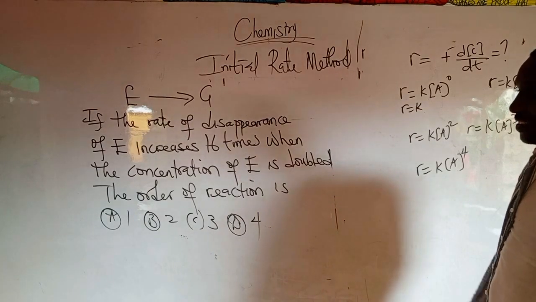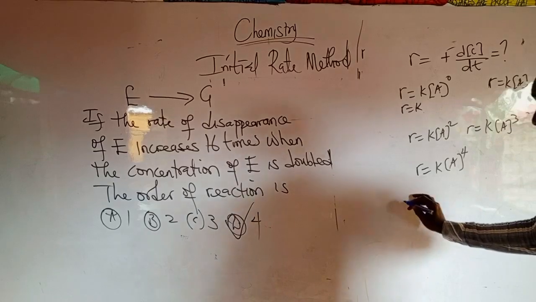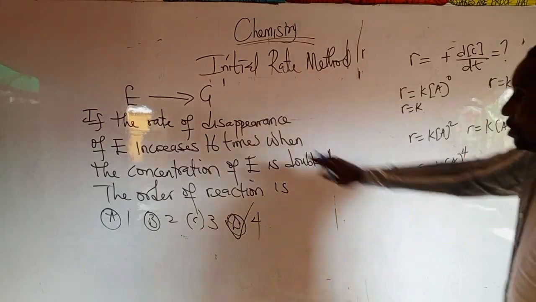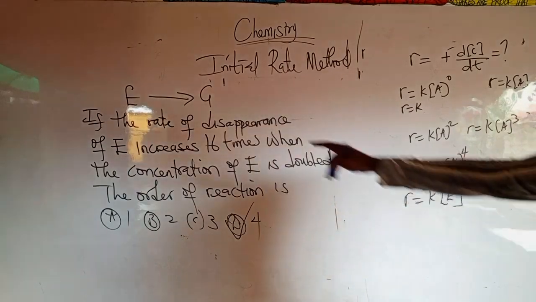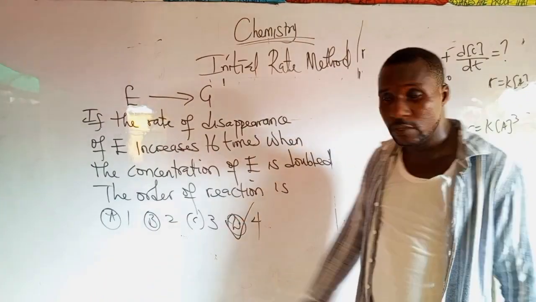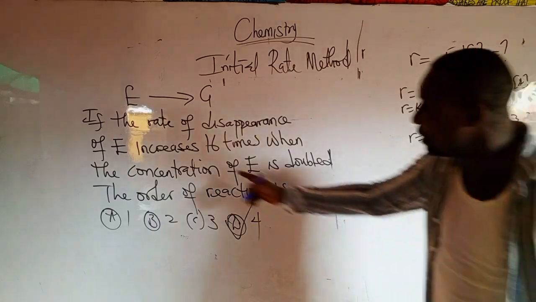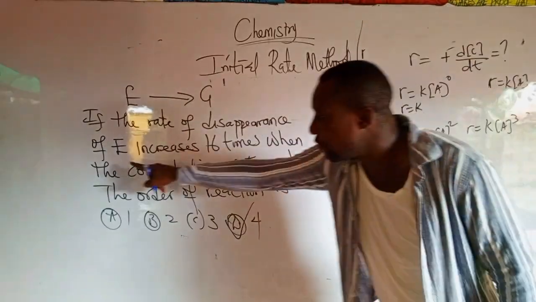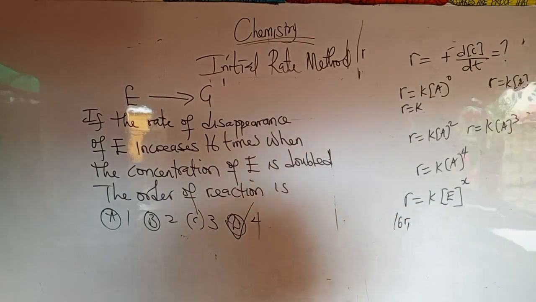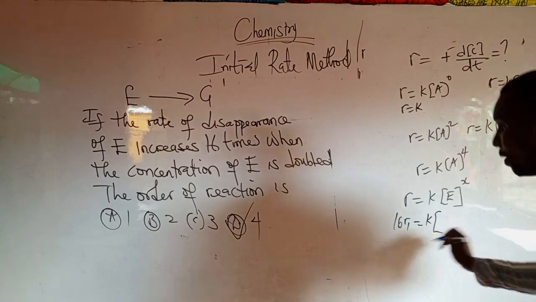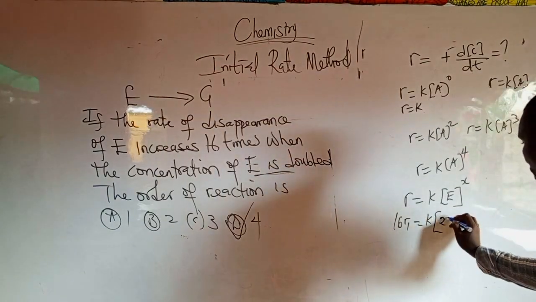There's no need to work it out. 16 times, the answer is 4. Or if you want to work it out, you can write it. According to this equation, R equals K E, which means the reactant is E. They want you to find the order of this reaction. The question says if the rate of disappearance of E increases 16 times, let me call it 16R and R, when E is doubled.